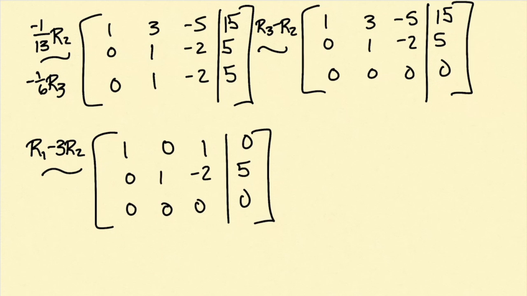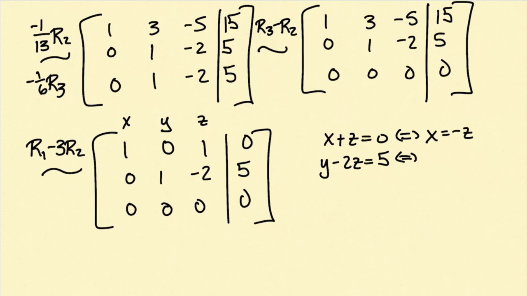Now that we're in reduced row echelon form, we can think about our unknowns as being x, y, and z. So we get two equations. The first row tells us x plus z is 0, and the second row tells us y minus 2z is 5. We can use the variable z as our free variable. x and y will be our basic variables. So we get a parametric description. x is the same as minus z, and our y coordinate is 5 plus twice our z coordinate.